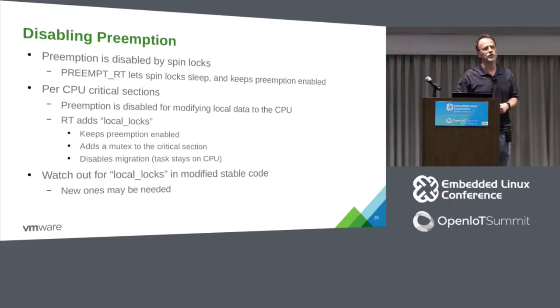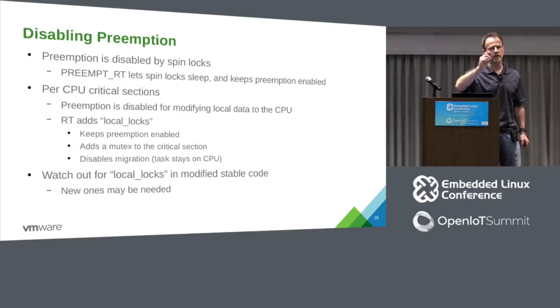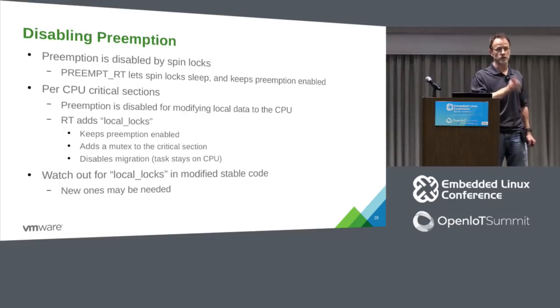It's a macro that will turn into a preempt disable. Actually, I think it's a macro, or it could also be what's called a static inline function. But it's going to be like a macro, and depending on the config option, it'll change. On RT, it'll actually turn into a mutex with migration disabled.